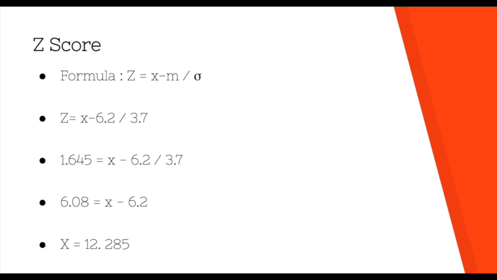Next, I calculated the z-score. The formula for that is z equals x minus m divided by the standard deviation. Then what I did was I said z is equal to x minus 6.2 divided by 3.7. From that I found x, getting x being 12.285.